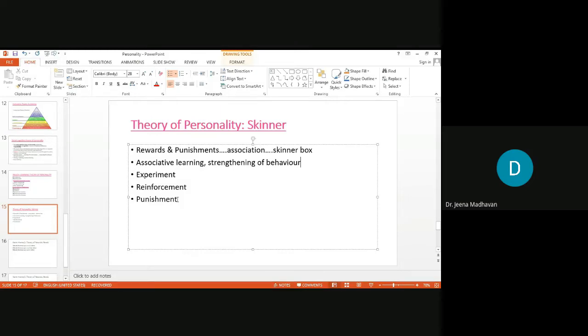And there are two different types of reinforcers. The one is positive reinforcer and the other is the negative reinforcer. So what is positive reinforcer? Positive reinforcers are any favorable events or outcomes that are presented after the behavior.